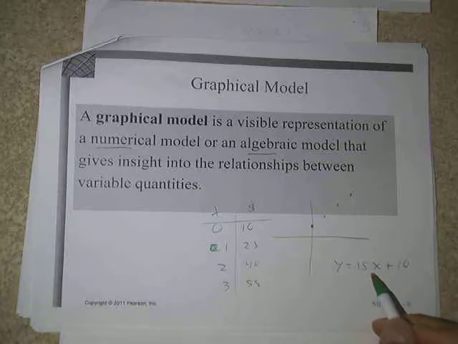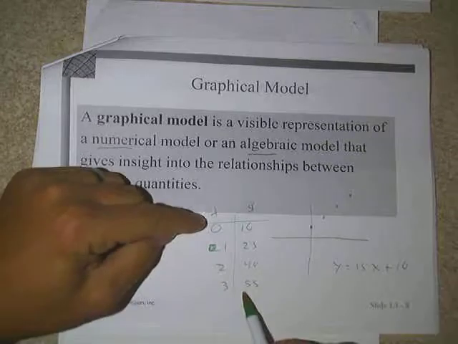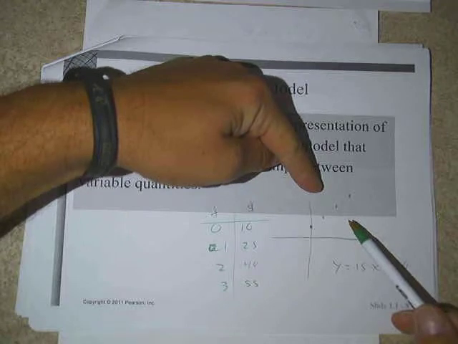Recognizing that 0 in here would give me 10, 1 in here would be 15 plus 10, which would be 25, 2 in here would be 30 plus 10, which would be 40, 3 would be 45 plus 10, which is 55. So now not only do we have a table of values, a numerical model, we have a graph, and we also have an algebraic model, and all of these represent the same situation, don't they?